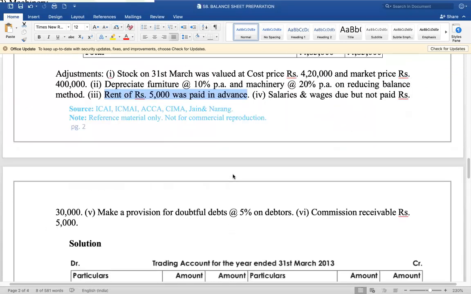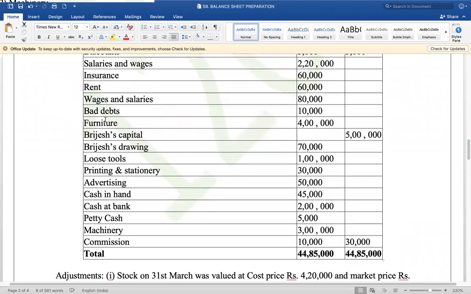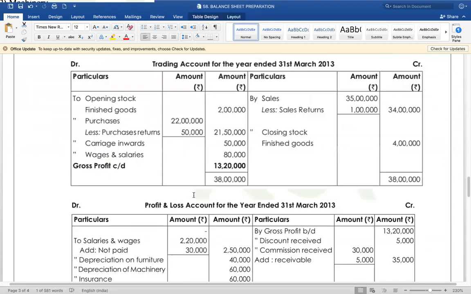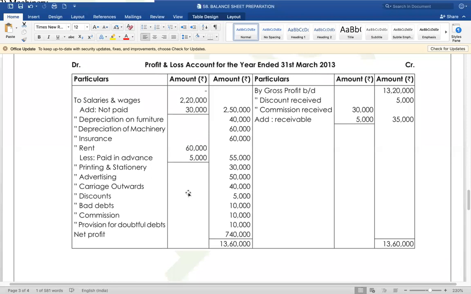And next, bad debts is over. Furniture, drawing, loose tools, advertising 50,000. So where do you take advertising? It's an expense. What do you take here? Selling, administrative, and distribution expenses. So administrative we have taken. Now this is selling or advertising expense. Where is that? Advertising 50,000. Right.